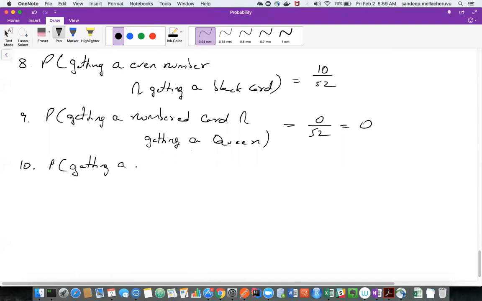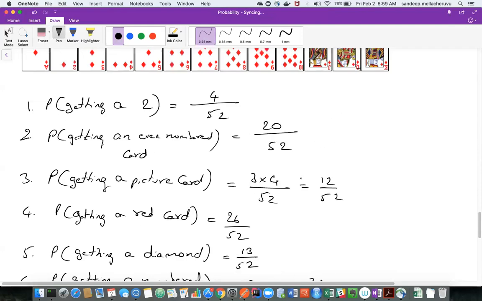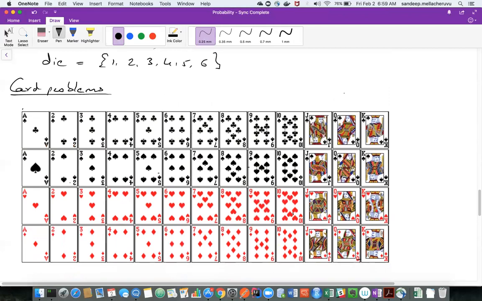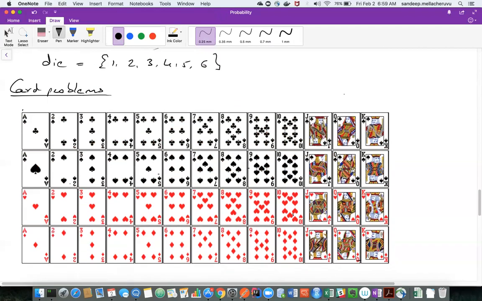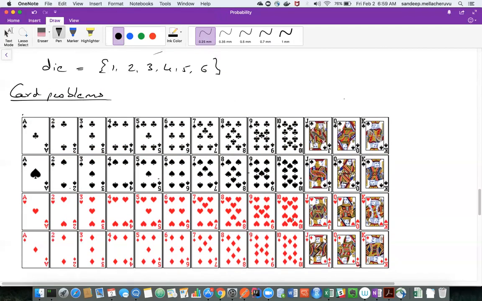Getting a diamond. Now in this case, instead of intersection, I am trying to use union. Getting a black card. How much is it? Now it is union. Do not take the common elements now. Getting a diamond intersection, getting a black card. Is that what I wrote? Yeah. Union, Sandeep. Union. Sorry. Getting a diamond union getting a black card.